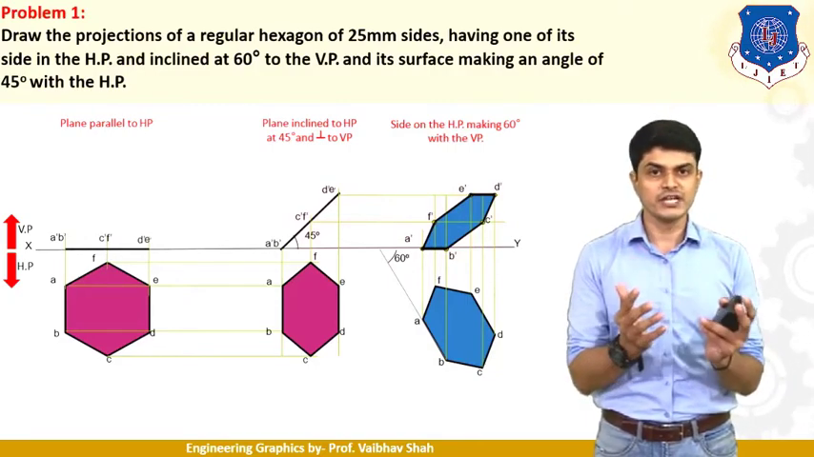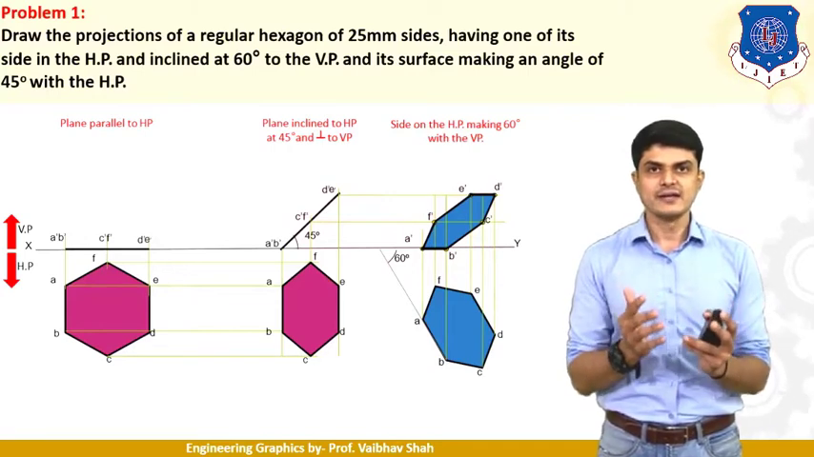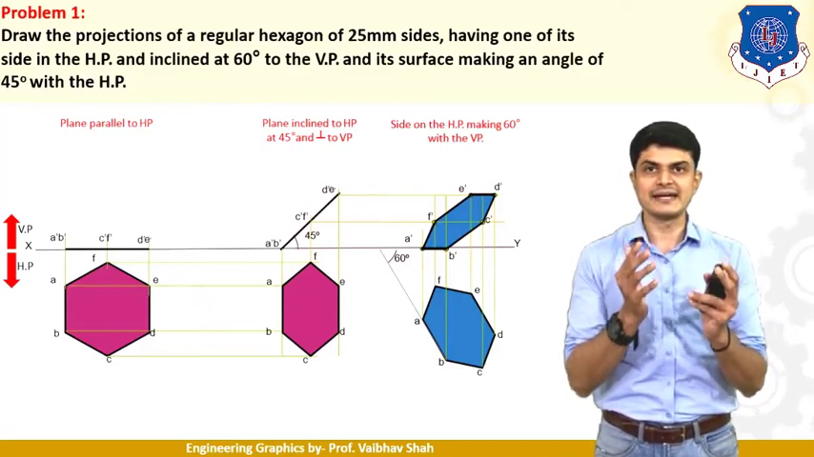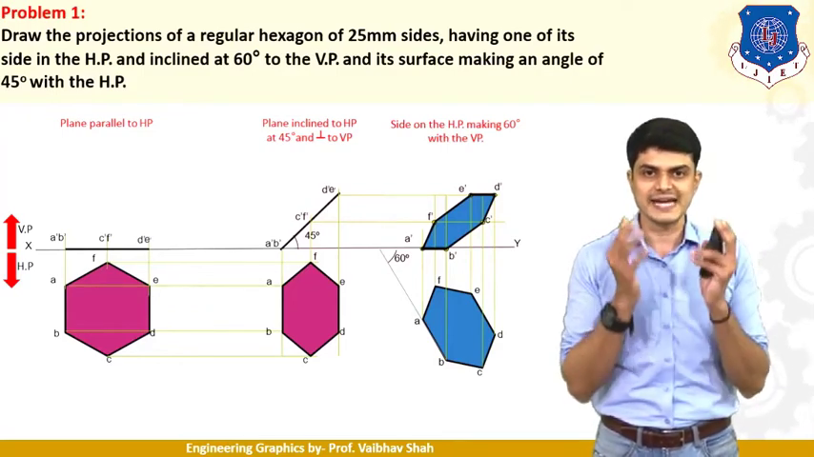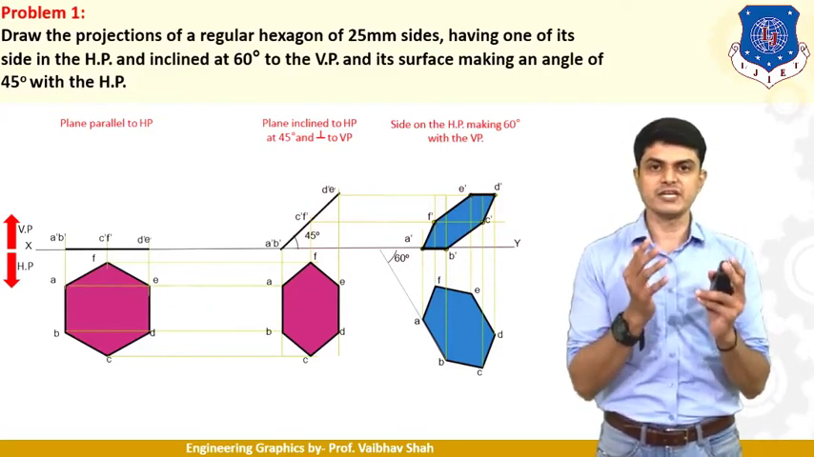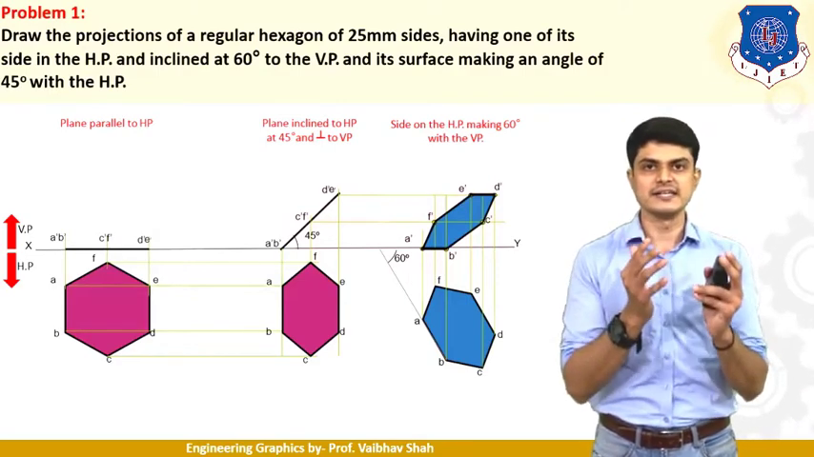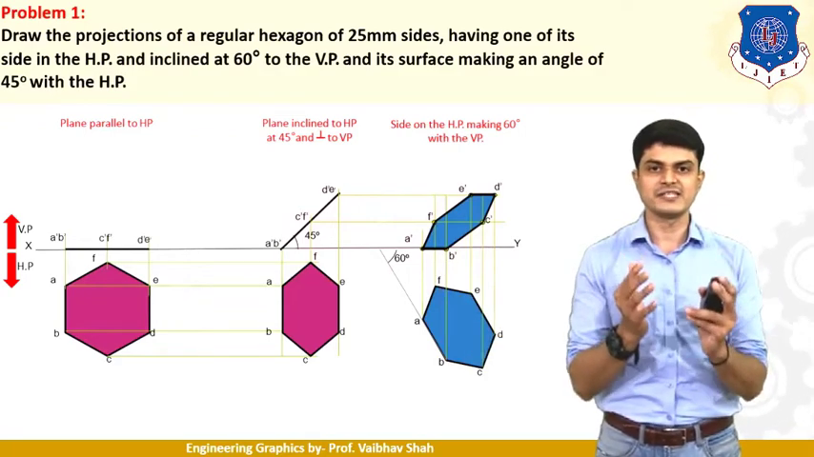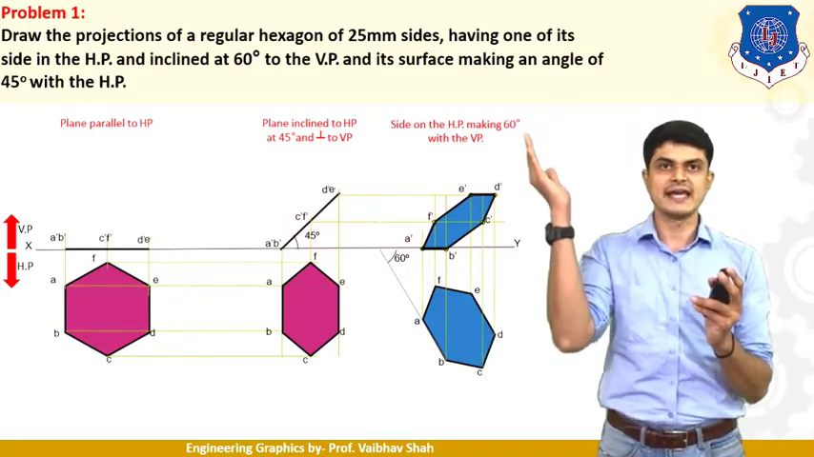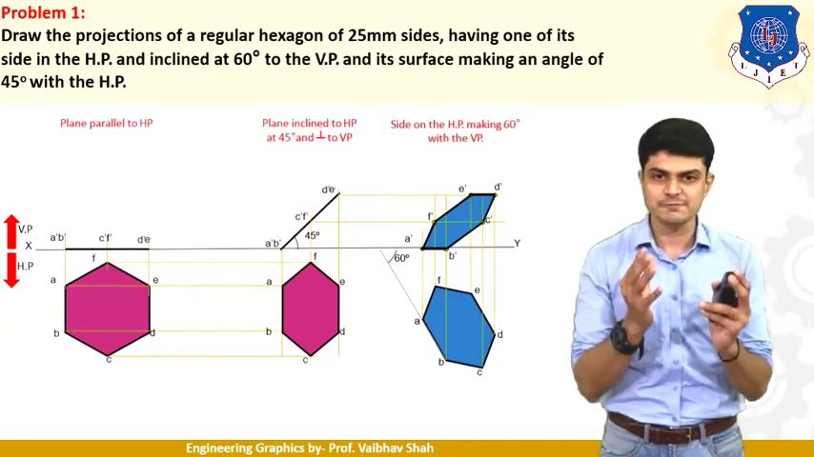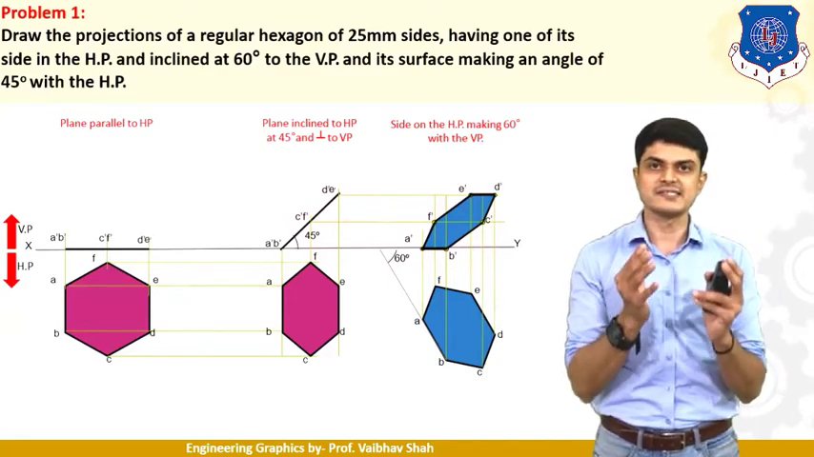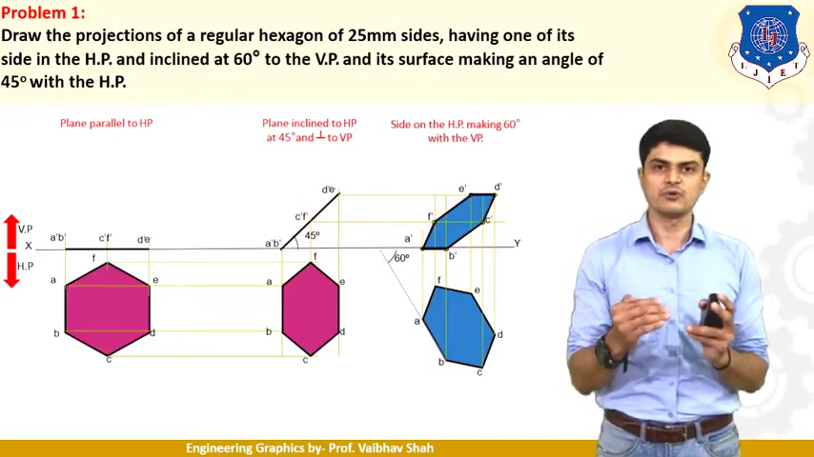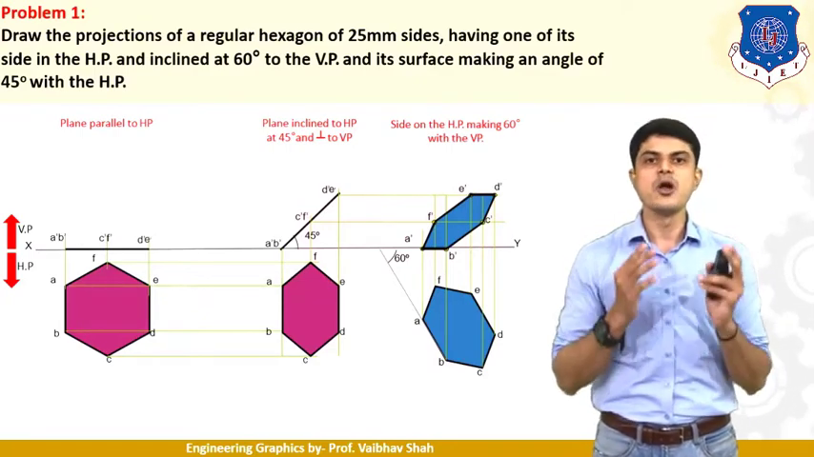So in the third stage, what do we need to do? It is said that having one of its sides in HP and it is inclined at 60 degrees to VP. So we are talking about the side which is in HP, which we need to now incline at 60 degrees. So first let us draw the 60 degree line, and thereafter think about which side we are talking about. So we are talking about the side which is resting on HP, and we have to make that side at 60 degrees.